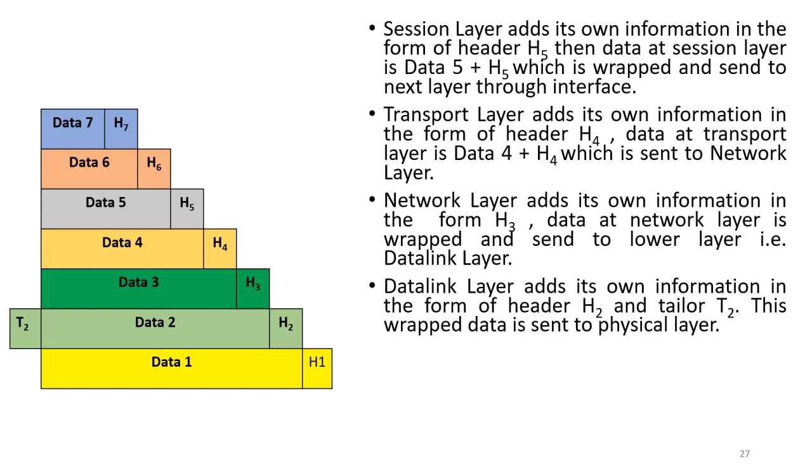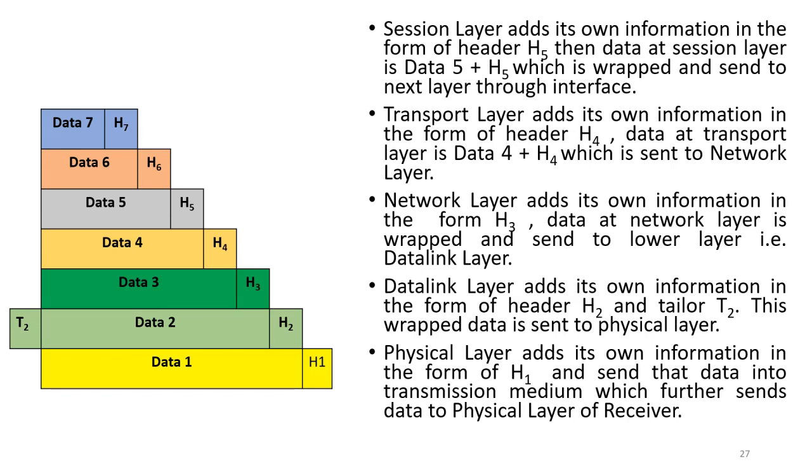Then the data link layer adds its own information in the form of header 2, that is H2, and trailer 2, and this wrapped data is sent to the physical layer. You have to keep in mind that the data link layer is the only layer in the OSI reference model that adds header and trailer at the same time, and this wrapped data, that is data 2 plus H2 and T2, is sent to the physical layer.